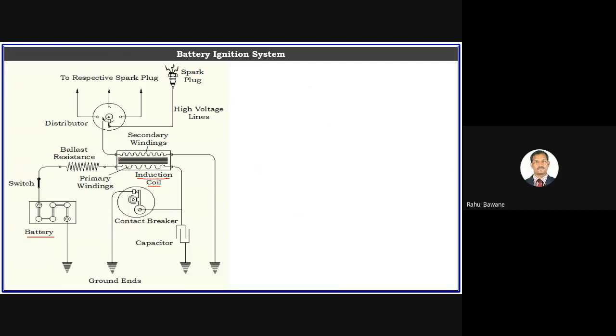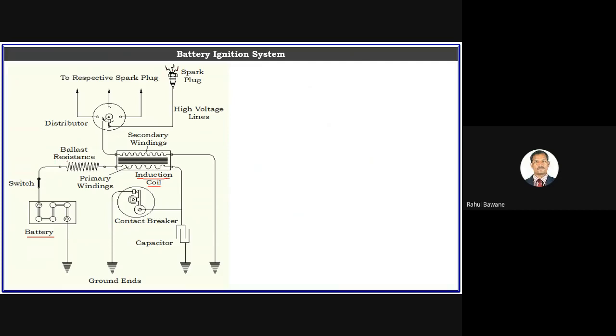There is one core, and that core has a primary winding that is thick in diameter but fewer in number of turns, and a secondary winding that is thin in diameter but more in number of turns. Okay. And there is one ballast resistance.